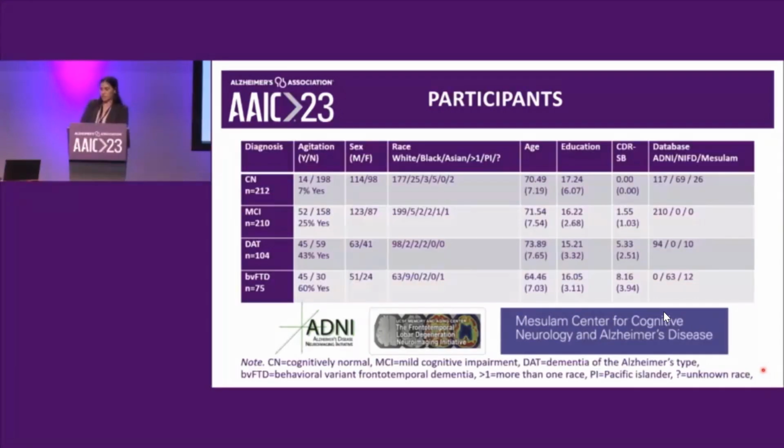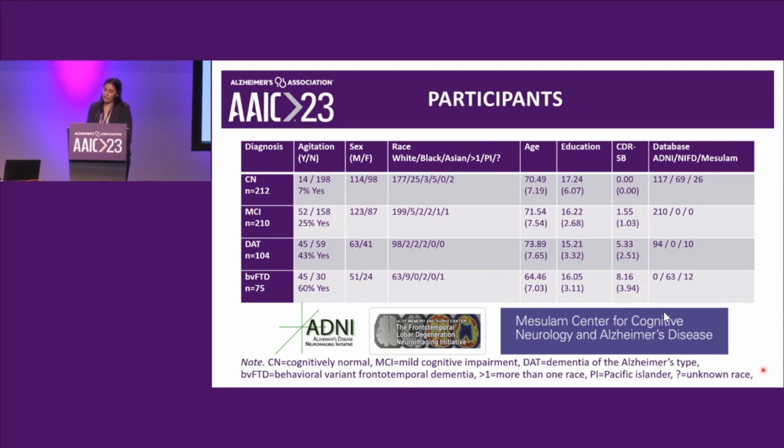So for this particular study, I obtained participants from ADNI as well as a corresponding frontotemporal lobar degeneration neuroimaging initiative dataset, as well as participants from the Mesulam Centre for Cognitive Neurology and Alzheimer's Disease at Northwestern. There were 210 individuals with mild cognitive impairment, 104 with dementia of the Alzheimer's type or DAT, and 75 with behavioural variant frontotemporal dementia or BVFTD, and 212 cognitively normal individuals. And these were all just clinical diagnoses, so not autopsy confirmed.